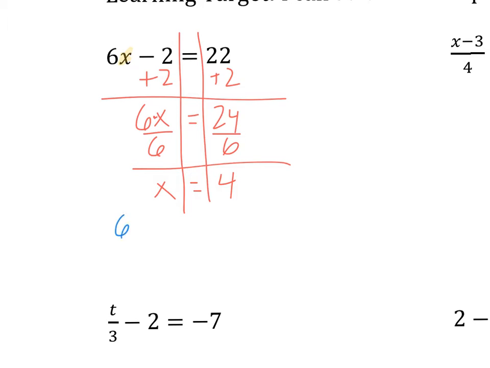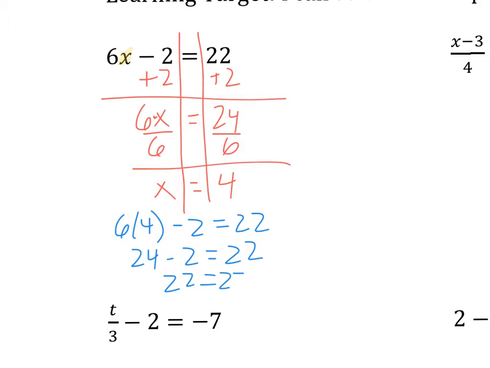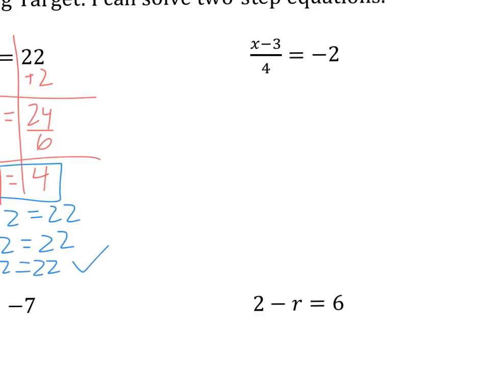And then we always want to check our answer to make sure that that's correct. So we do 6 times 4, so we substitute that 4 back in for x into our equation. 6 times 4 minus 2 is equal to 22. Well, we do 6 times 4, that's 24. Minus 2 is equal to 22, and then 24 minus 2 is 22, which is equal to 22. Good. So we checked our answer. X is equal to 4 is correct.